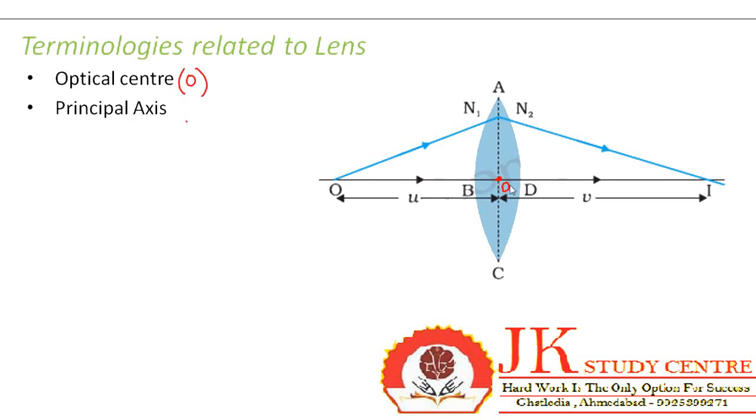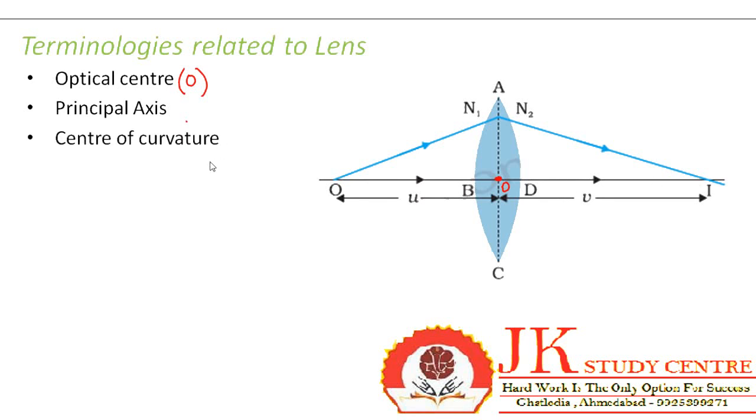Next is the principal axis. Here also the principal axis is the same line which joins this optical center with the radius of curvature. Now what would be the radius of curvature here? This spherical lens is a part of a sphere. Similarly, this spherical lens is a part of a sphere. So both the spheres will have two radii of curvature. Those points will be joined to the optical center through a line, and that line is known as the principal axis. So here this is my principal axis.